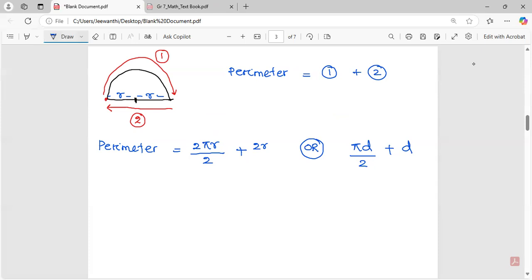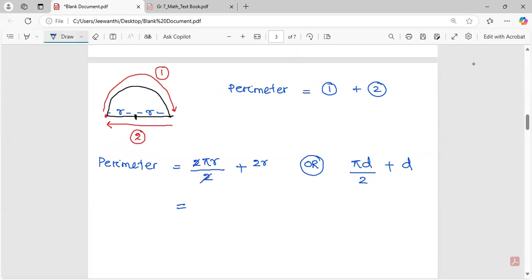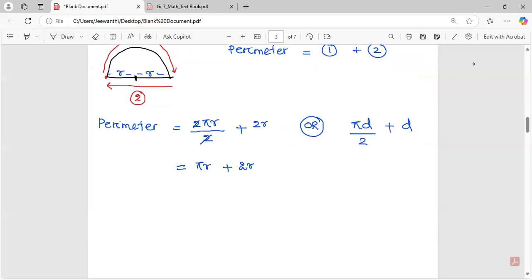You get 2πr over 2. Here you can simplify this: the 2 and 2 cancel. Then you write πr plus 2r. That is okay. But here you keep it as πD over 2 plus D. That is how we get the perimeter of a semicircle.